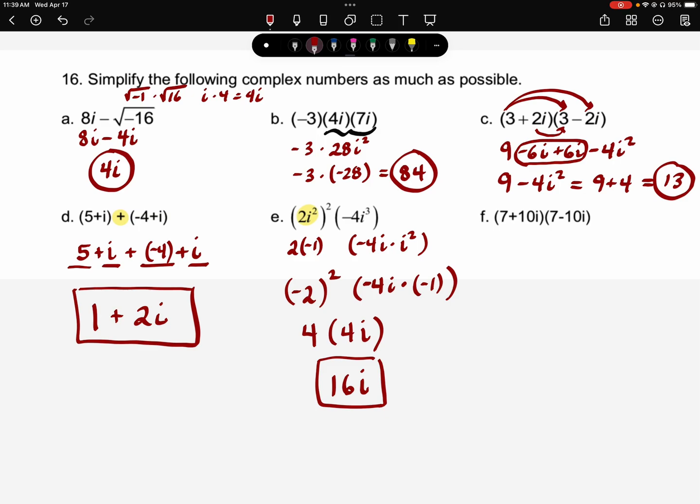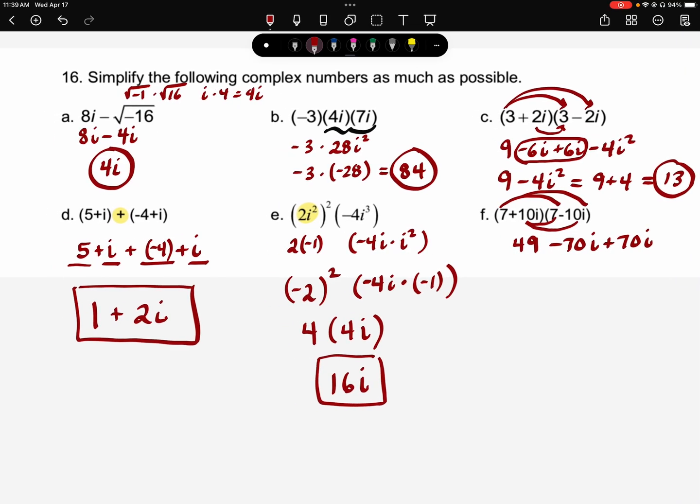Last one here, we have letter F, 7 plus 10i times the quantity 7 minus 10i. So again, they look like conjugates because the only thing that's different is the sign. So we'll do 7 times 7 is 49. We have minus 70i plus 70i, so that's from doing our outer and our inner terms. And then we'll do the last terms, 10i times negative 10i, which is negative 100i squared.